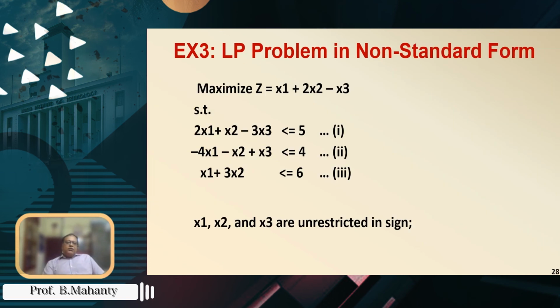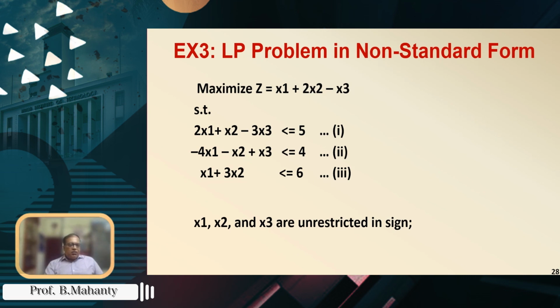Now, quickly we go through a third problem so that our understanding becomes much better. This problem is: maximize z equal to x1 plus 2x2 minus x3 subject to 2x1 plus x2 minus 3x3 less than or equal to 5, minus 4x1 minus x2 plus x3 less than or equal to 4, and x1 plus 3x2 less than or equal to 6. And all of x1, x2, x3 are unrestricted in sign. So how do we handle this particular problem?